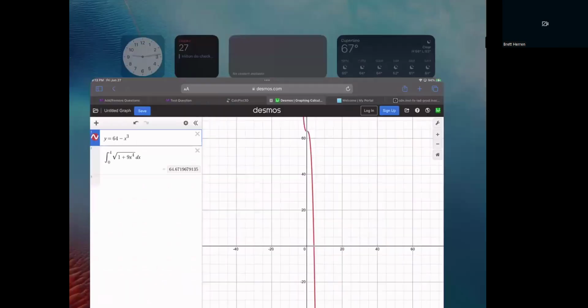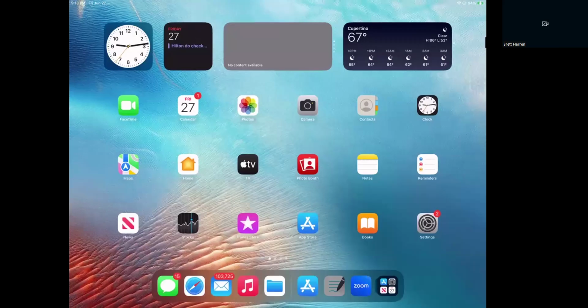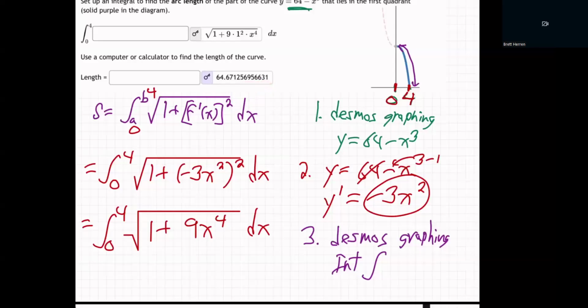So there we go. Just type that in, and you can see that is correct. And so there we go.